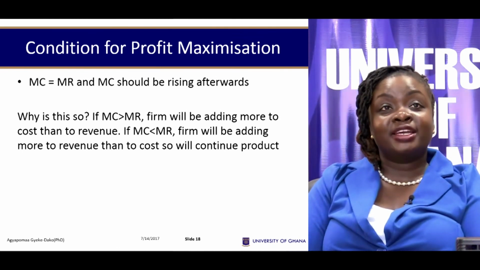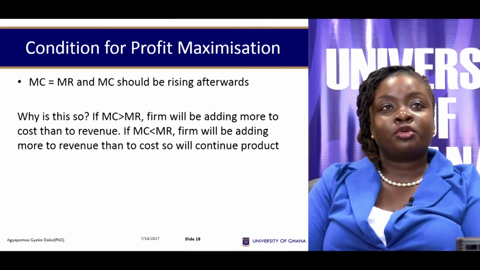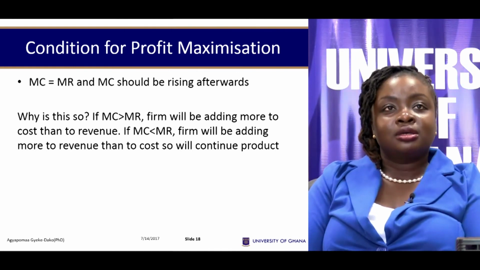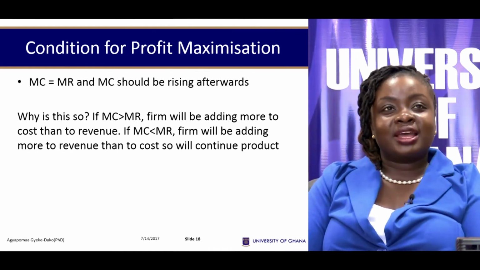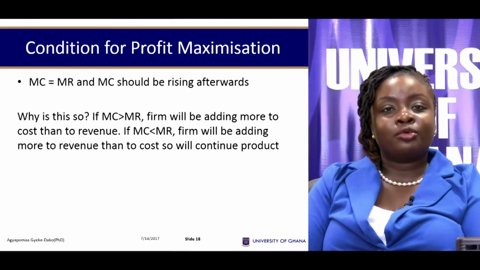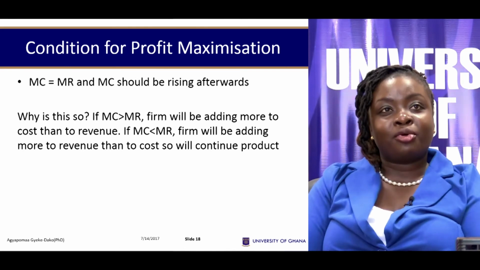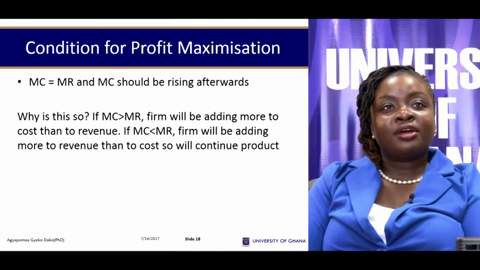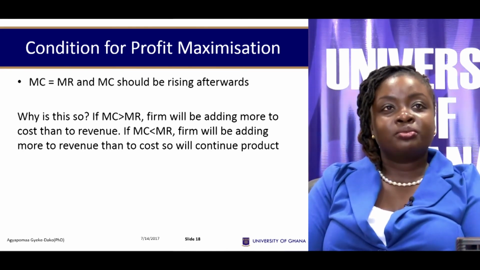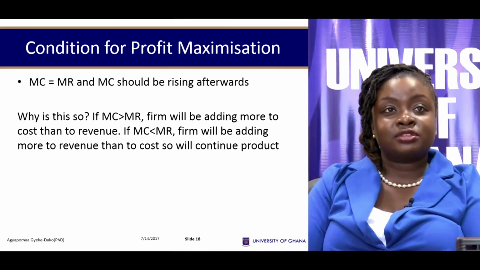So we are heading towards the concept of profit maximization. Having looked at cost and having looked at revenue, we can now talk a bit about profit maximization. The condition for profit maximization will be marginal cost being equal to marginal revenue. Why? And then we should find our marginal cost rising afterwards.